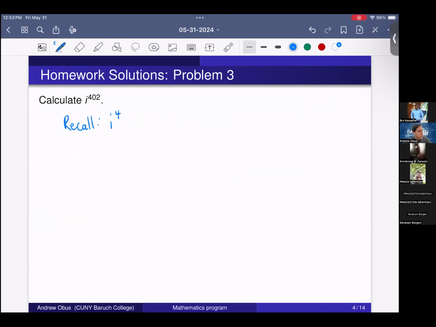So i to the 4 is equal to what? It's equal to 1, exactly. Because i to the 4 equals i squared times i squared, which is -1 times -1, which is 1, right? Great. So i to the 4 is equal to 1. So now that we know that, what can we do?